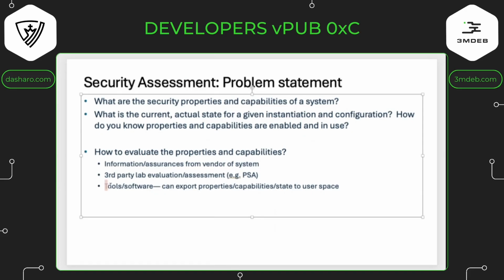But I guess what we're looking at is using tools and software to do it. Can you export these properties and capabilities to user space so that you can actually assess what the current state is? Because one problem with a lab assessment is, even if a platform makes it through a lab assessment, how do you know that my instantiation of it, my instance of it, is in the correct state?